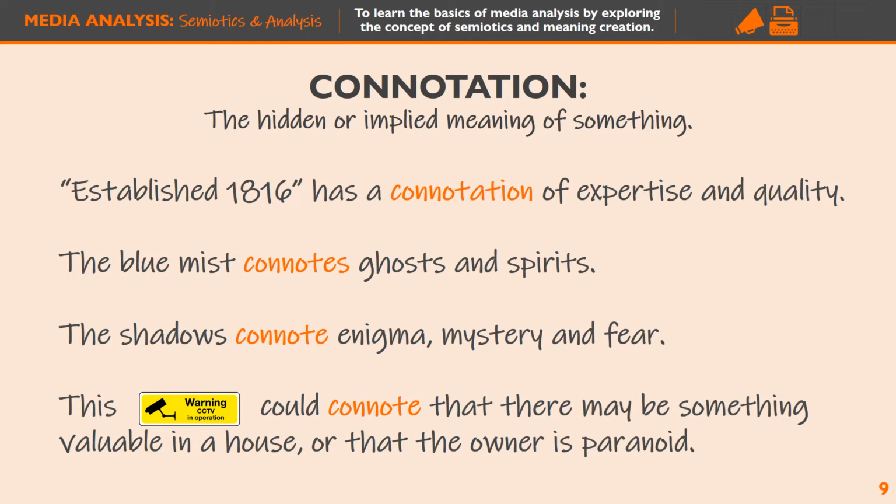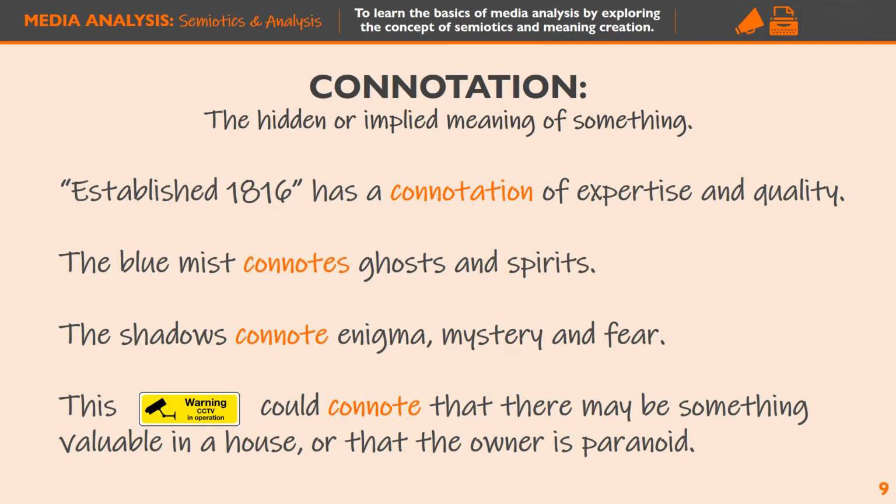If you see, say, blue mist on a film poster, that might connote ghosts and spirits. It would suggest or imply that there's something paranormal going on. If you saw a shadow within a media product, this could connote enigma, mystery or fear. And also, if you saw a sign like this, a warning CCTV sign, now that would denote that somebody has cameras up, but it would connote that there may be something valuable in the house, or maybe the owner is paranoid. So connotation is much more about the implied or suggested or hidden meaning that a signifier has, where denotation is the actual obvious or direct meaning.